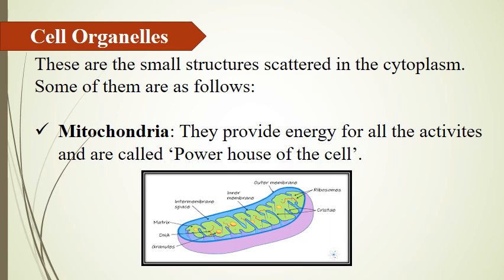So some of them we have studied in the last class. First was mitochondria. What is mitochondria? Look at the picture. This is a picture of mitochondria. It is known as the powerhouse of the cell because it provides energy to our body. It provides energy for all the activities of the cell. So it is known as the powerhouse of the cell.